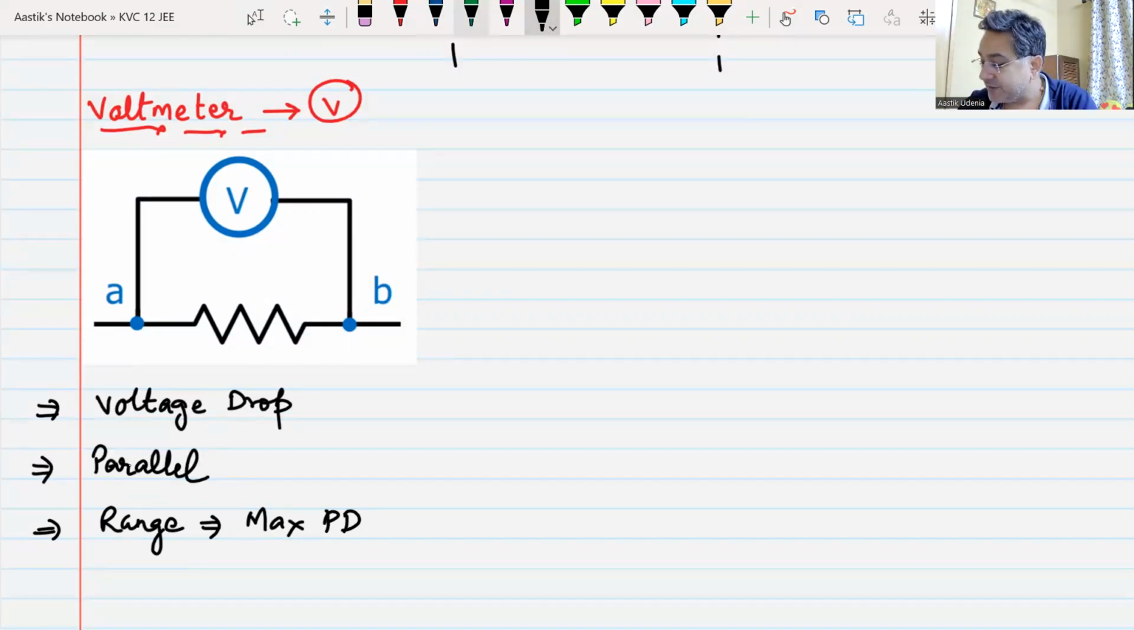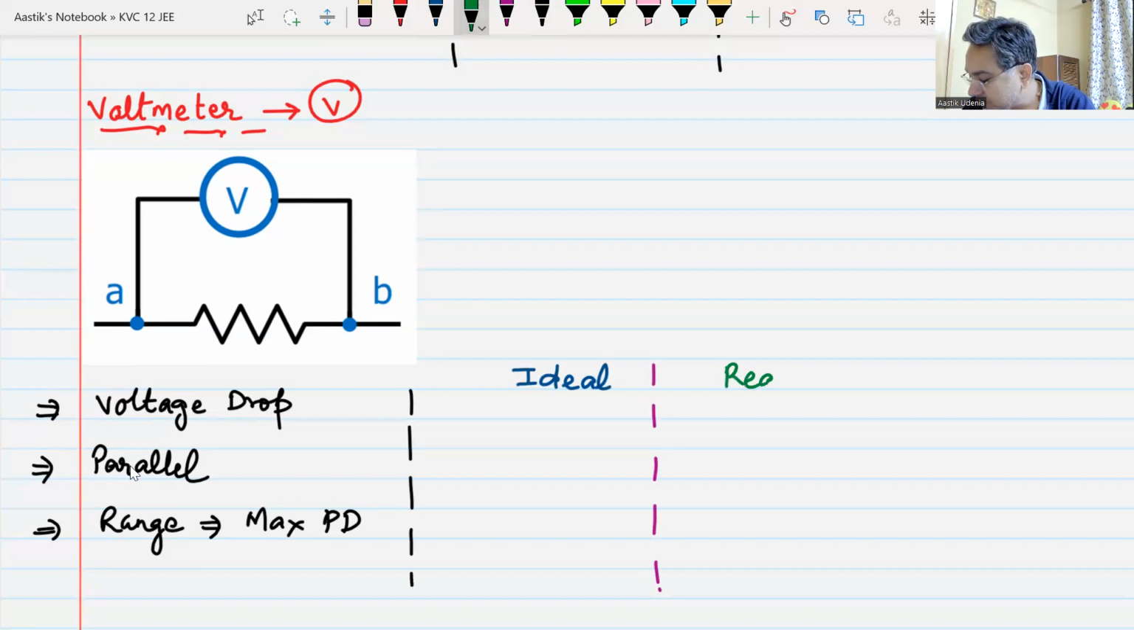Now, whenever we talk about this voltmeter, there will be two types of voltmeter. Unless anything is stated, we will always take the voltmeter to be ideal. What are the two types of voltmeters? Ideal and real. Now, what is the difference between an ideal and a real one here?